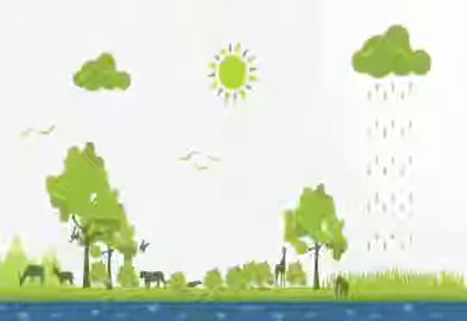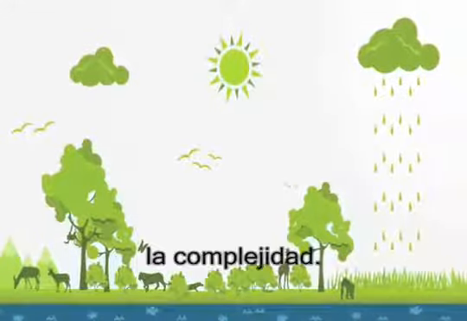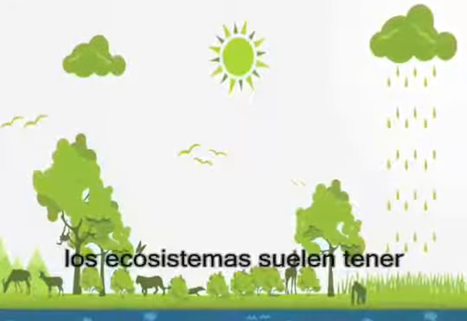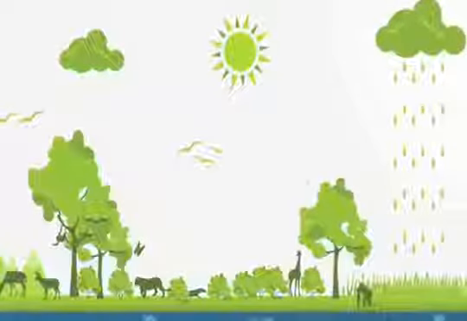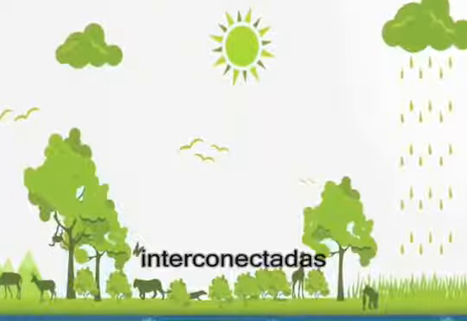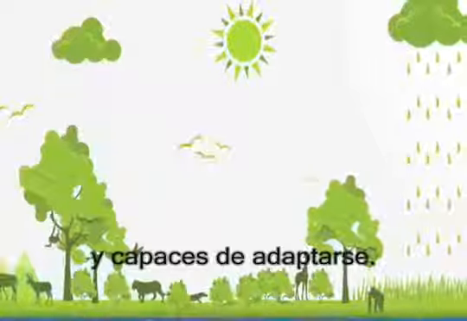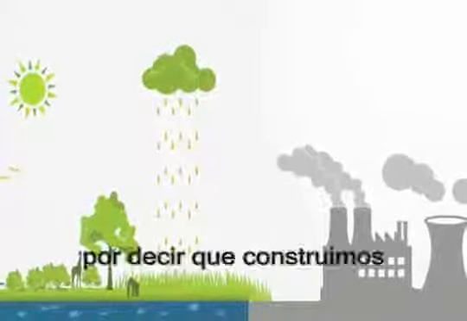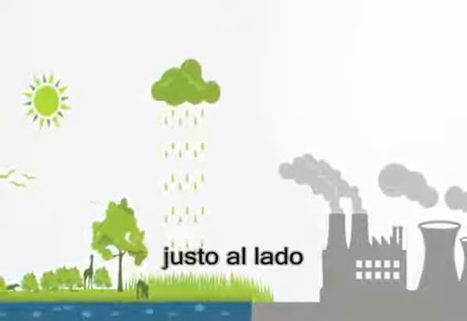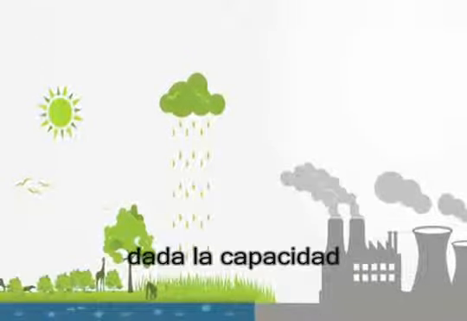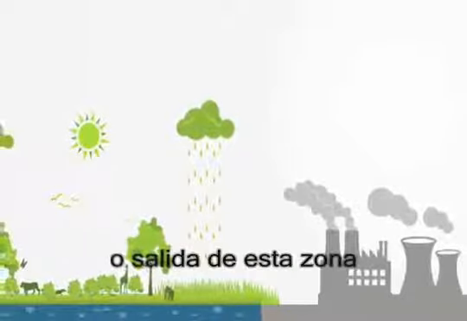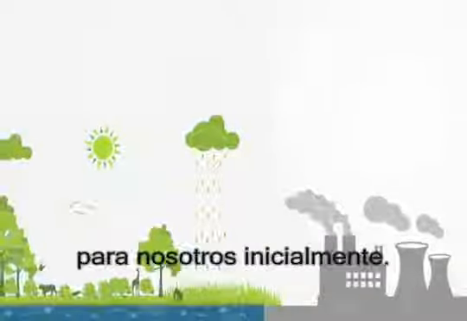Okay, so now let's think about what happens when we turn up the complexity. Take an example of an ecosystem. Ecosystems typically have many elements or creatures. These creatures are diverse, interconnected, and capable of adaptation. Now let's add some input to this system. Say we build an industrial zone right next to it, emitting pollution. Given the ecosystem's capacity for adaptation, the result, or output to this, may well be negligible to us initially.